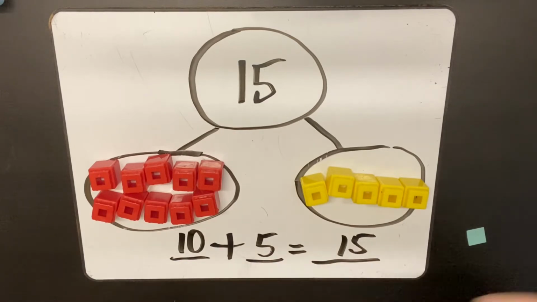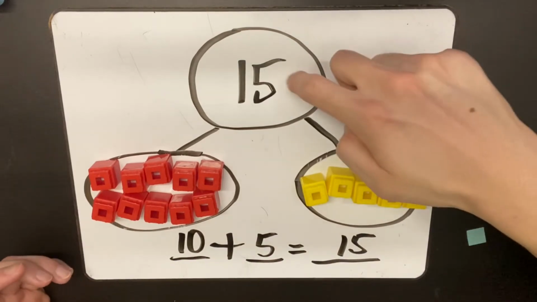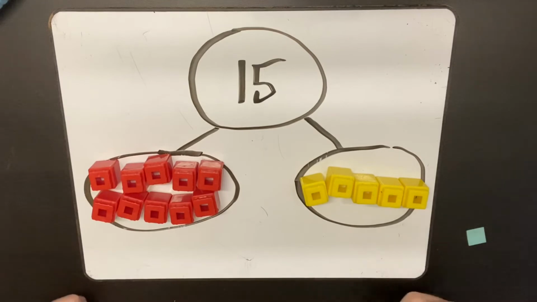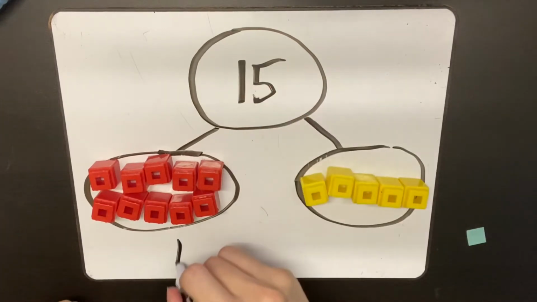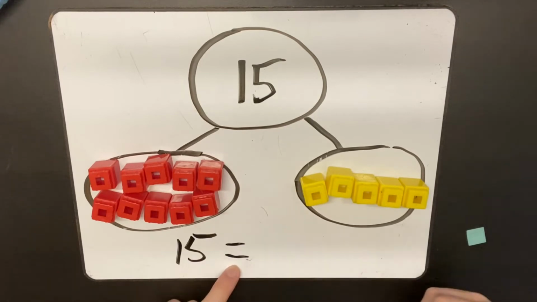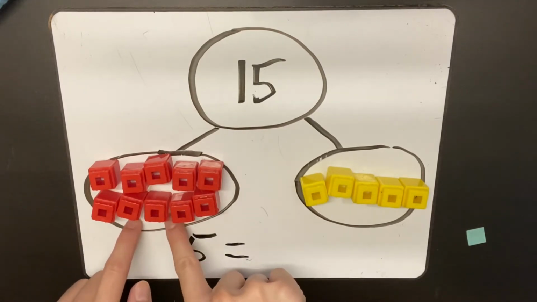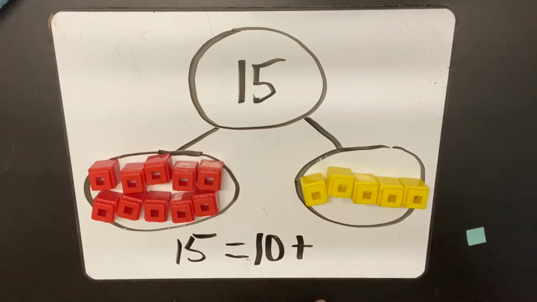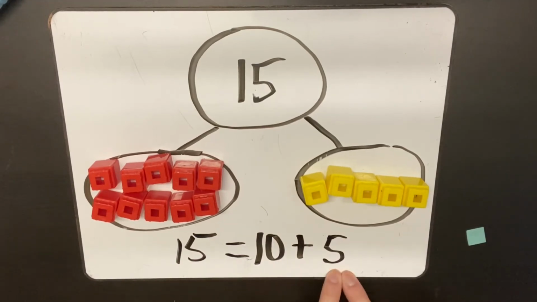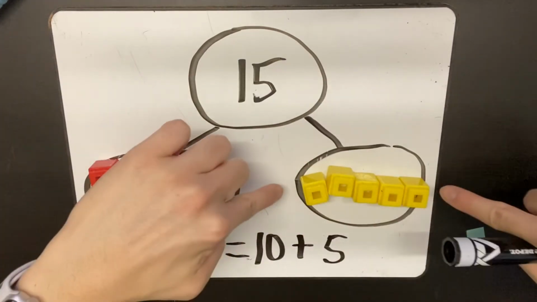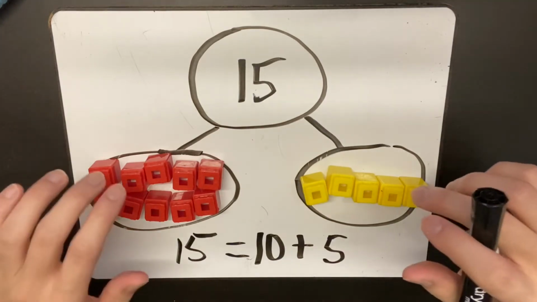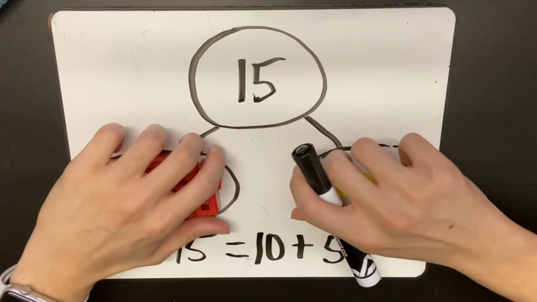All right. So remember the other way to write this? I could start with my whole. And that number is what? 15 equals, what are my two parts? This part is 10 plus 5. So yeah, 15 equals 10 plus 5. Way to think like first graders. Great job. So now, this time, we're going to show another number, okay?